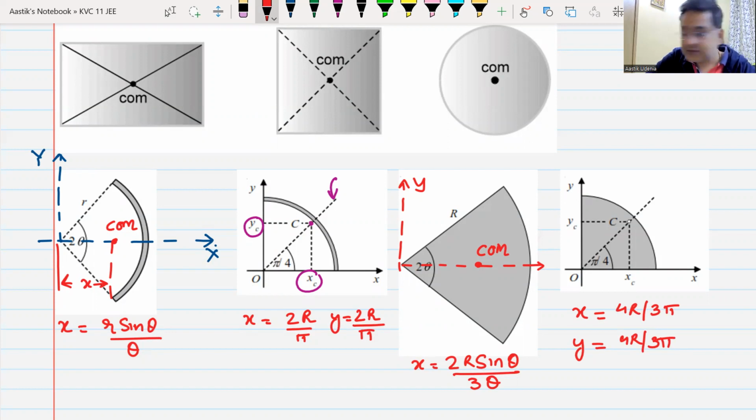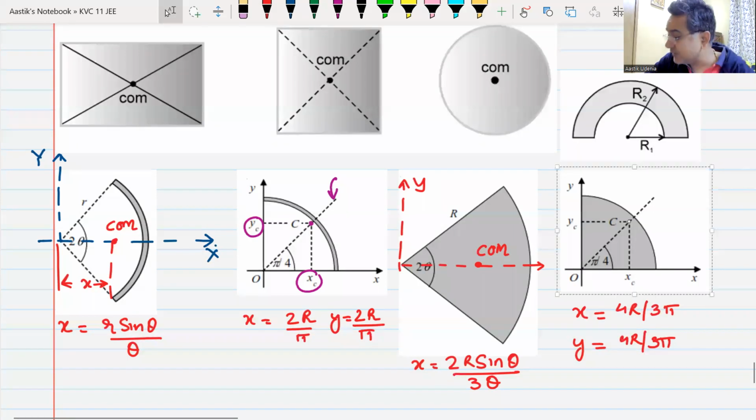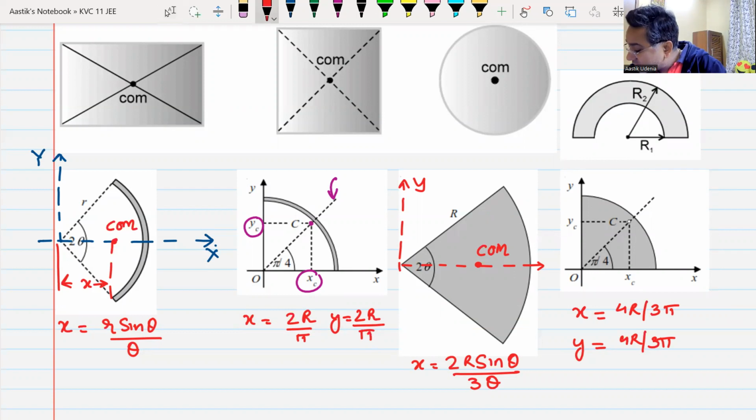Last but not the least, this one, and I will put it here because I think there is space here. So let me fill the entire space. This one. This is, as you can see, annular disk. Inner radius is R1 and outer radius is R2. And again, you must understand that I may not have to find out which coordinate. The x coordinate will be 0, yes or no? Because it is symmetrical. Do we understand this? We only have to find out the y coordinate. The y coordinate would be somewhere here. What is the y coordinate?